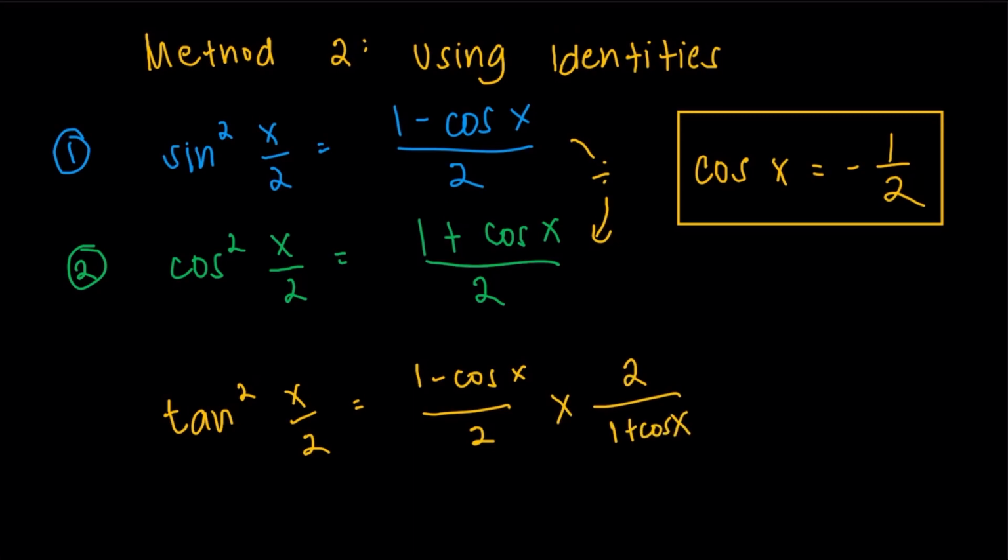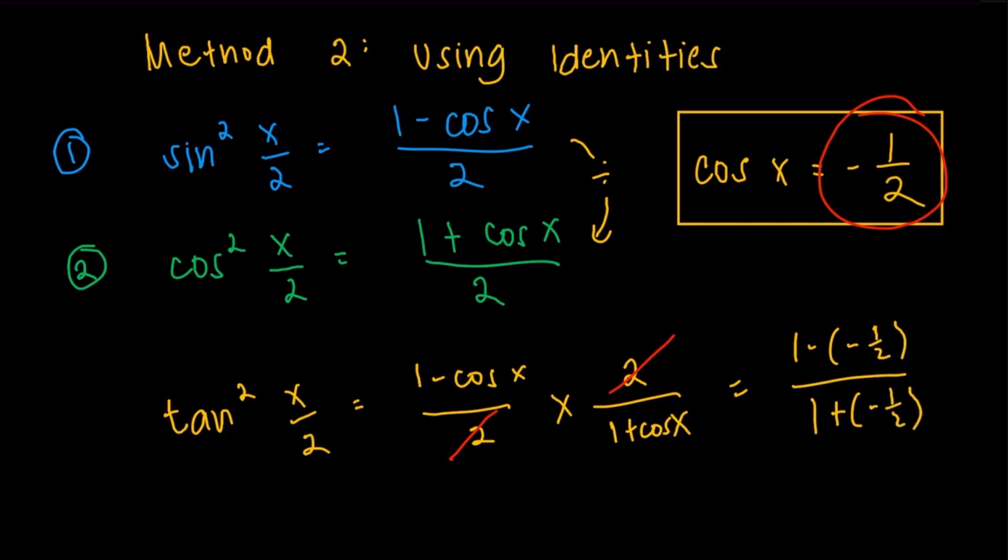Next, we have cosine x to be negative 1/2, so we're still going to use this one. Apart from canceling the 2, we can substitute cosine x to be negative 1/2. So I'll be getting 1 minus negative 1/2 divided by 1 plus negative 1/2. And simplifying this will actually give you 3/2 divided by 1/2. And just like the first method, we are going to get the answer of 3 in this question.